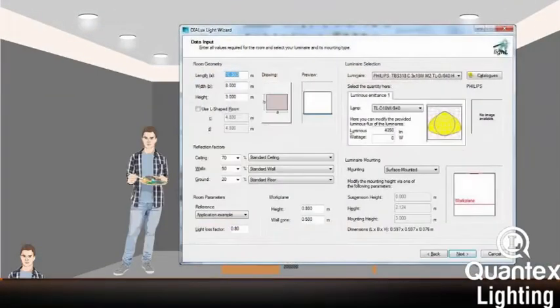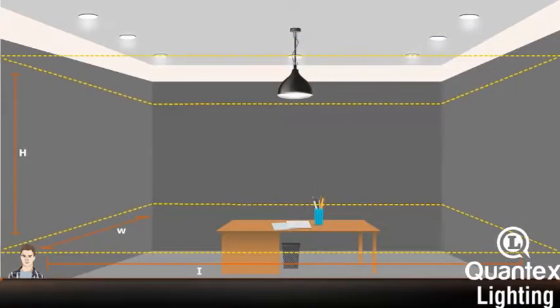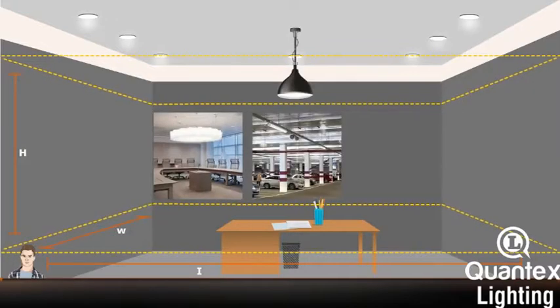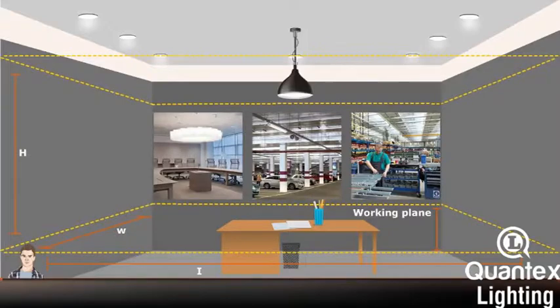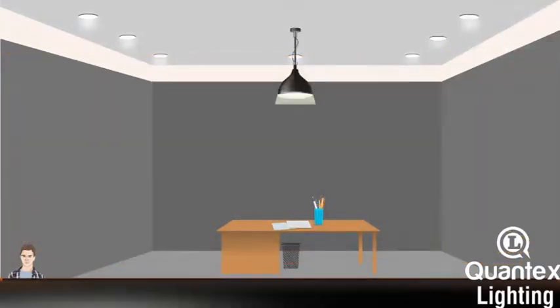Let us now focus on the key concepts that are required to undertake a lighting design using DIALux Light Wizard. The first and foremost requirement for a lighting design is defining a working plane. Whether it is an office area, car park, or an industrial warehouse, the working plane needs to be defined. The working plane is an imaginary horizontal plane situated at the nominal working height in an interior space.